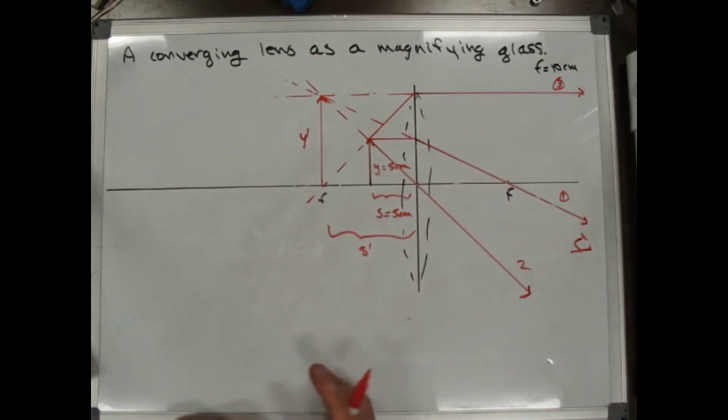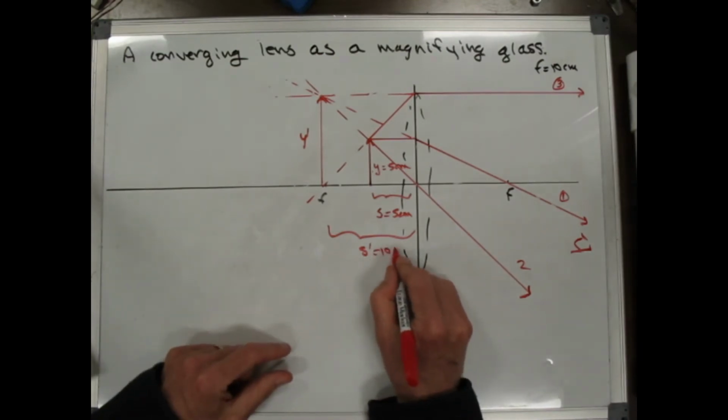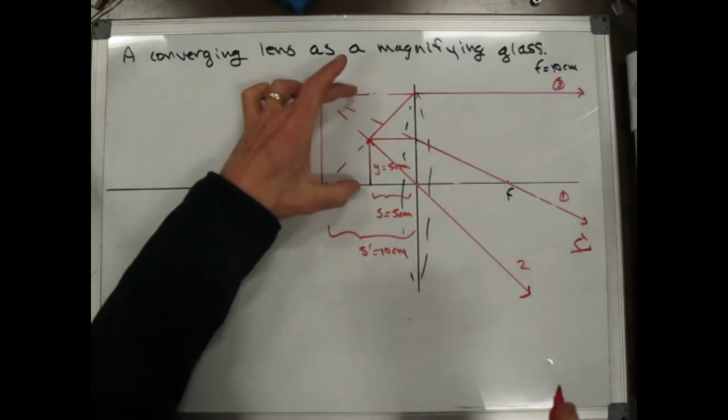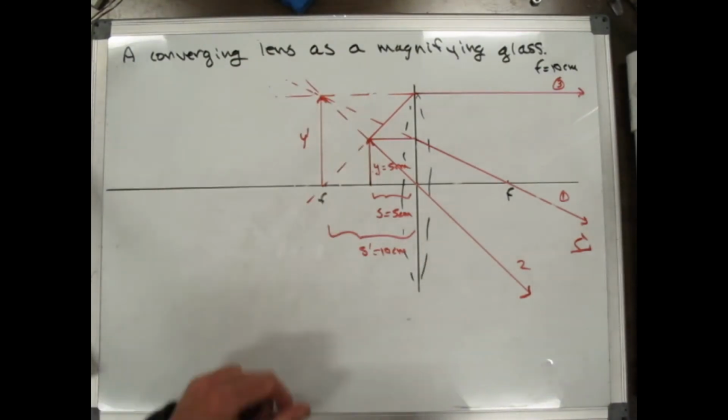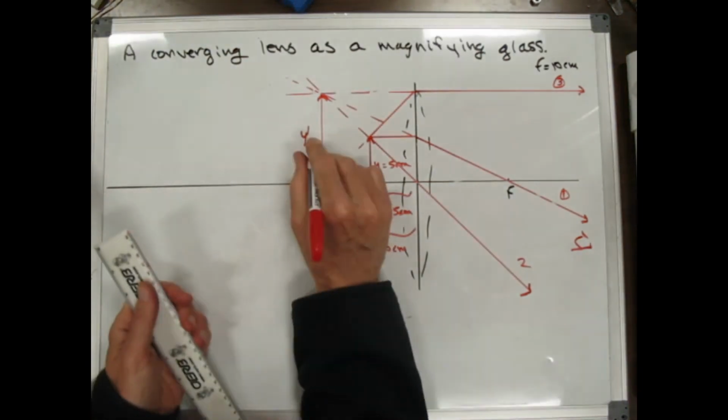And so we can actually measure these guys. This is obviously about 10 centimeters since it occurred right about the focal distance. It's difficult to tell. That looks like it's about twice as big as y, but I can just measure it, right? And sure enough, I get that's about 10 centimeters.